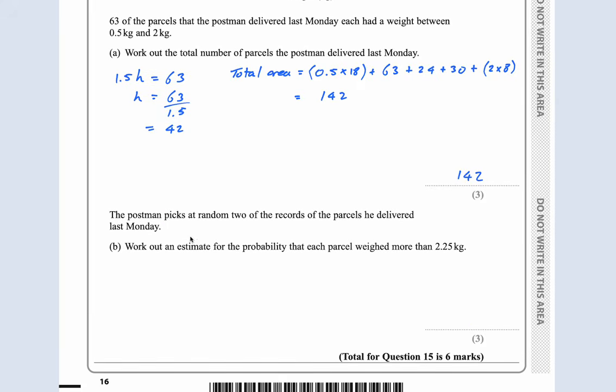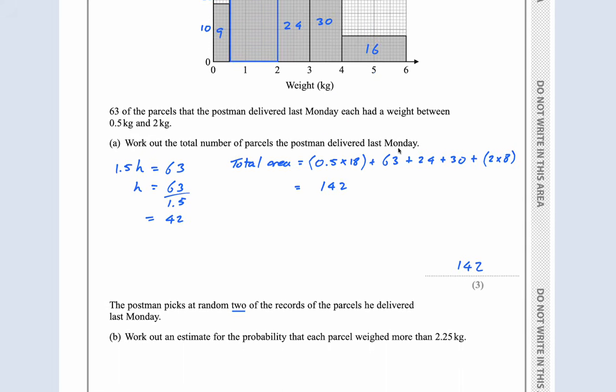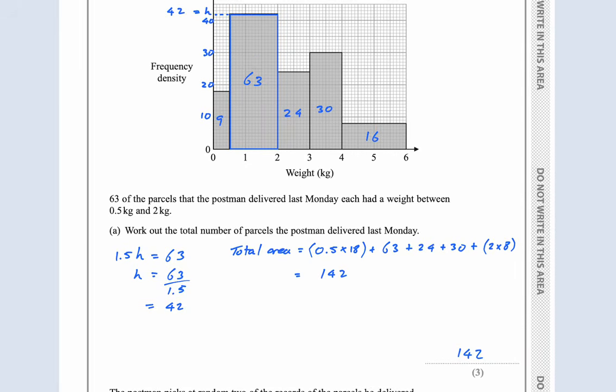Okay. Then it says the postman picks at random two of the records of the parcels he delivered. Work out an estimate for the probability that each parcel weighed more than 2.25 kg. Okay, more than 2.25, guys, would be here.